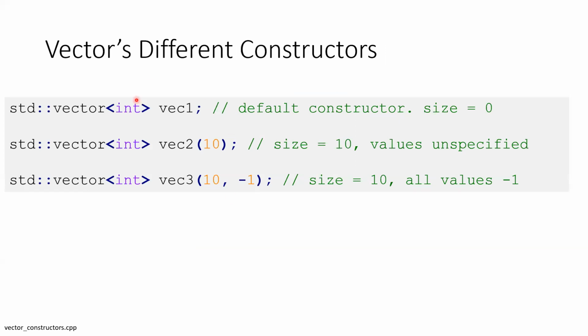So vector has 3 different constructors. First, the default constructor that creates an empty vector with size 0. Then a constructor that takes in 1 integer that says we want a size of 10. Initially, it has a size of 10 with unspecified values. And we can give 2 parameters, where the first one is the size and the second one is the initialized value. So these are just three different ways of creating vectors.